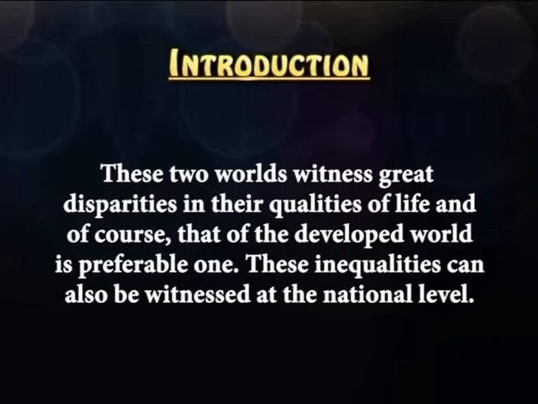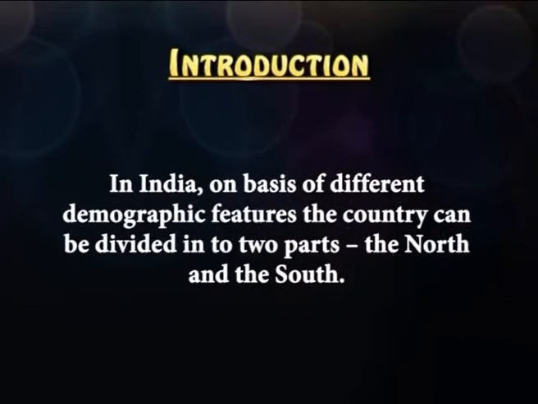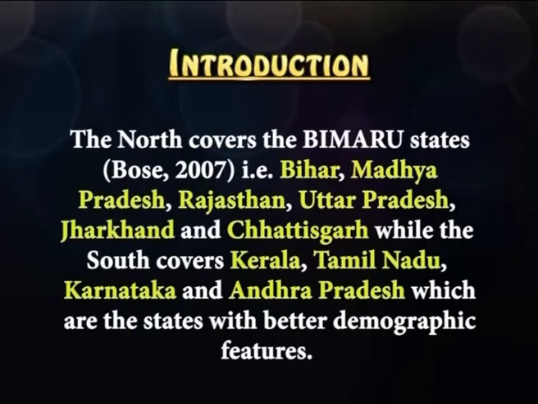These inequalities can also be witnessed at the national level. In India, on the basis of different demographic features, the country can be divided into two parts, the north and the south. The north covers the Bimaru states, that is Bihar, Madhya Pradesh, Rajasthan, Uttar Pradesh, Jharkhand and Chhattisgarh, while the south covers Kerala, Tamil Nadu, Karnataka and Andhra Pradesh, which are the states with better demographic features.